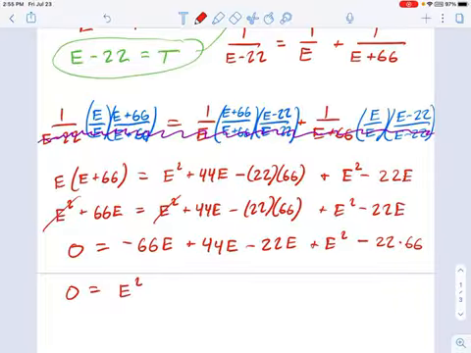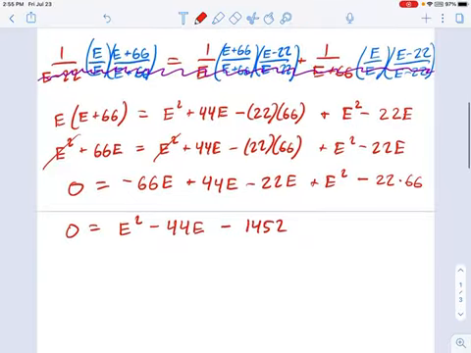And then negative 66 minus 22 plus 44, add those all together. We're going to get minus 44E. And then right here, I have this, let's just pull out a calculator. 22 times 66. It's very big. 1452. Okay, so it's a quadratic equation. All we have to do is factor this.